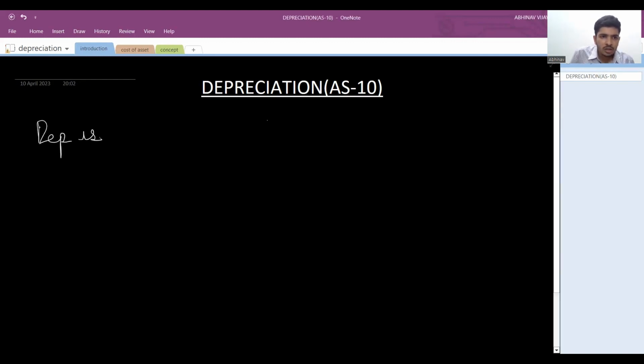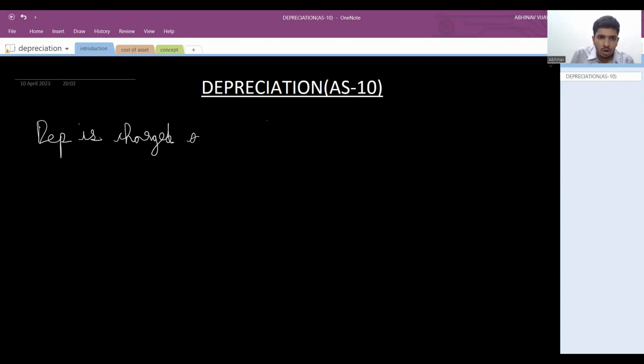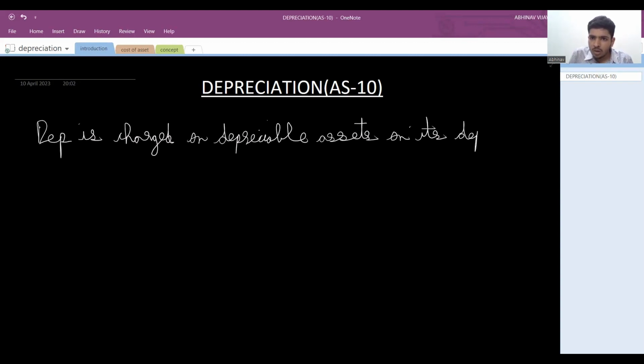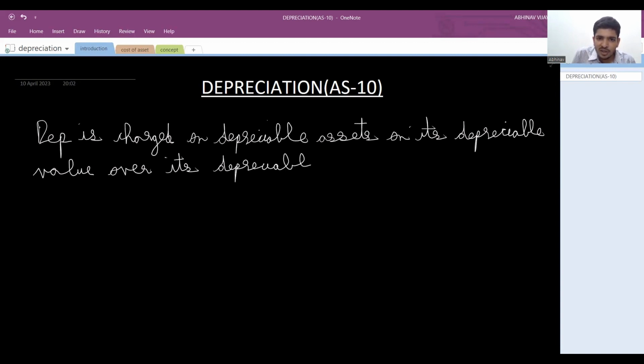Depreciation is charged on depreciable assets on its depreciable value over its depreciable life. Yeah, it's a little bit of a funny definition, but this definition is very important to understand before I proceed.